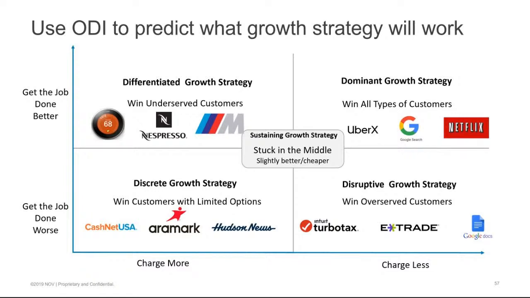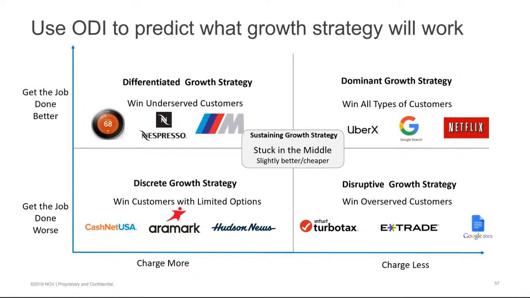So if we're looking at this graph, we're really looking at four, maybe five places where you can sit. On the y-axis, we're looking at how good of a job you're doing in resolving the problem that your customer needs resolved. And on the x-axis, we're looking at how much you're charging for that. If you're living in the bottom left quadrant, that's a discrete growth strategy. And that's okay. You could win customers who have limited options. Think of the stores in airports, or Aramark, or CashNet USA. These are the guys that will deliver a not so good job done, but also charge more and gain greater margins because of lack of availability.